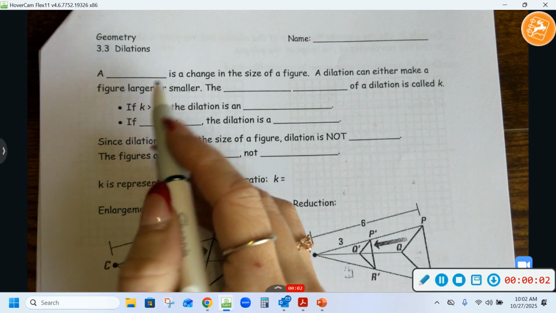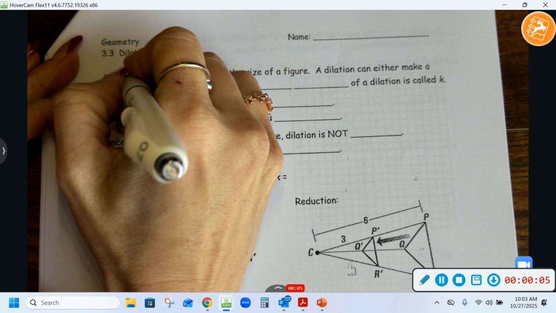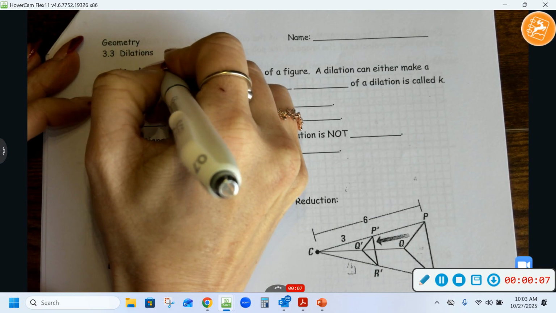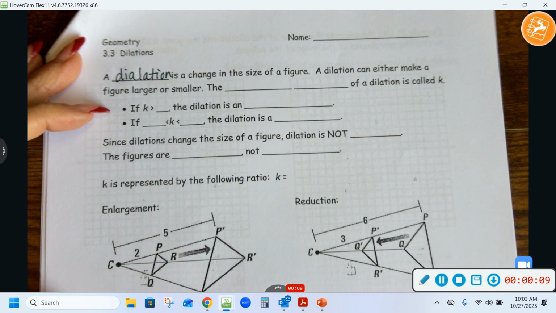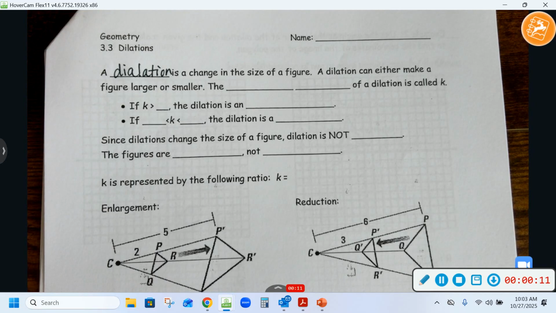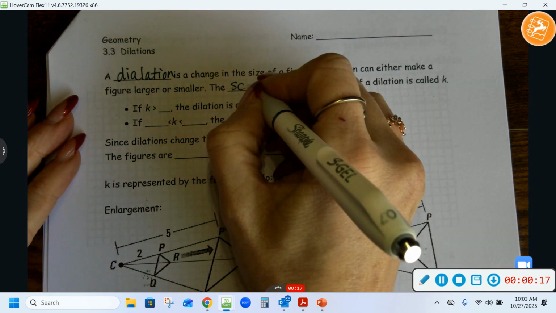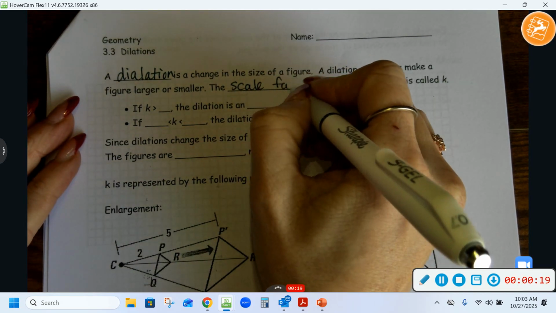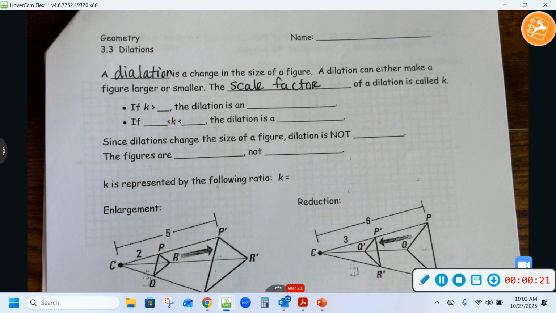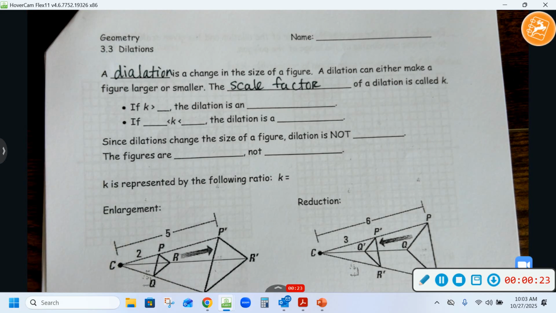Okay, guys, a dilation is a change in the size of a figure. We know that. It can either make a figure larger or smaller. The scale factor of a dilation is called K.